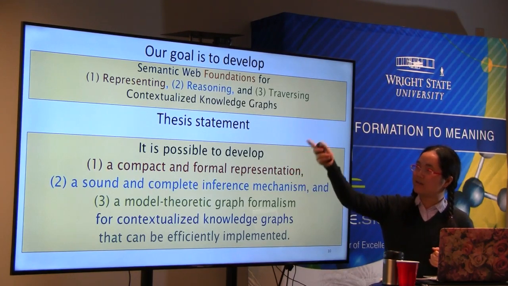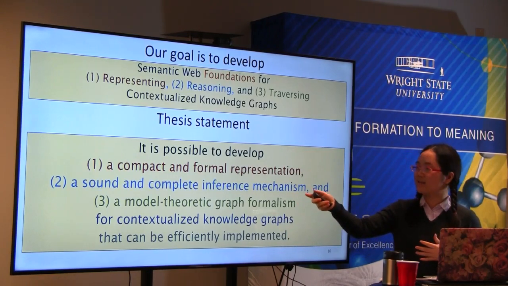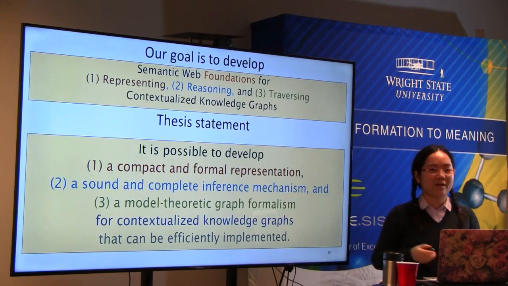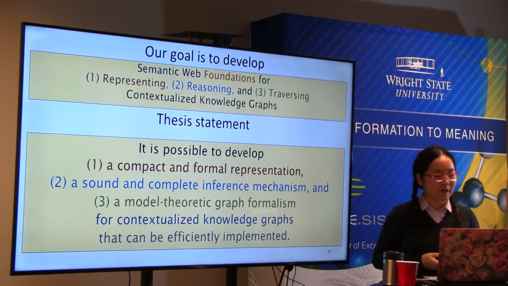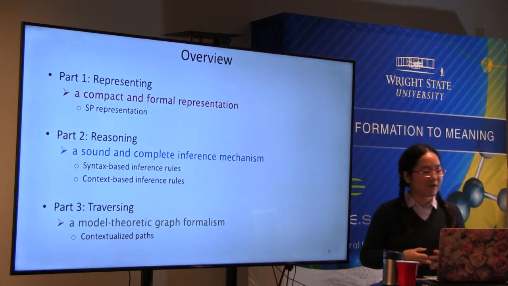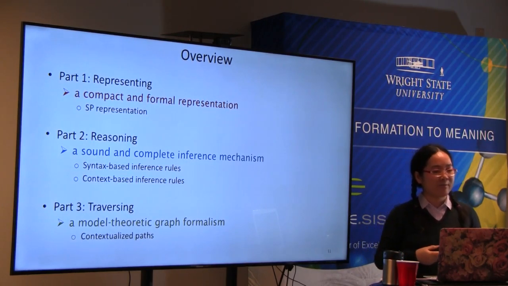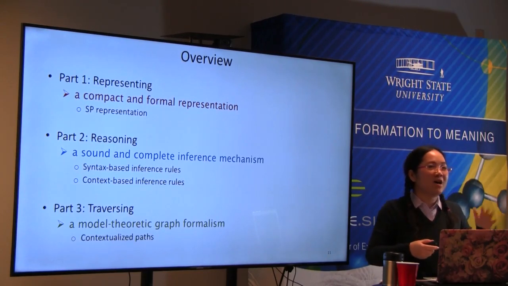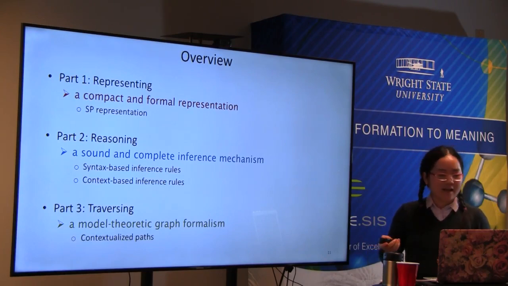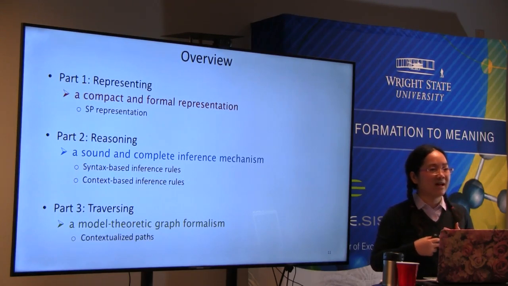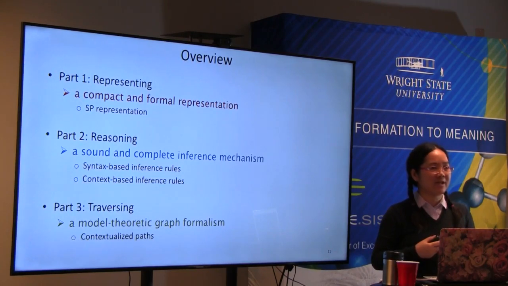So I divided this thesis. In order to support it, I will present three parts of the work, each presented separately. I'll start with the first; this is the overview. In the first part, for the representation, I will provide the evidence to show that we can develop a compact and formal representation for the contextualized knowledge graph. I will just say CKG, since it's too long. And for the first part, the representation, we are proposing a new approach called singular property representation, or just SP.